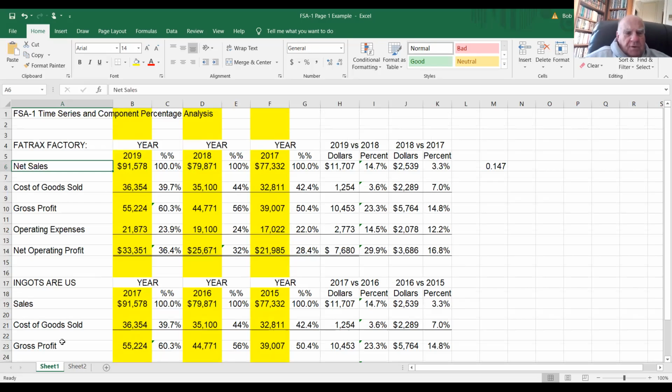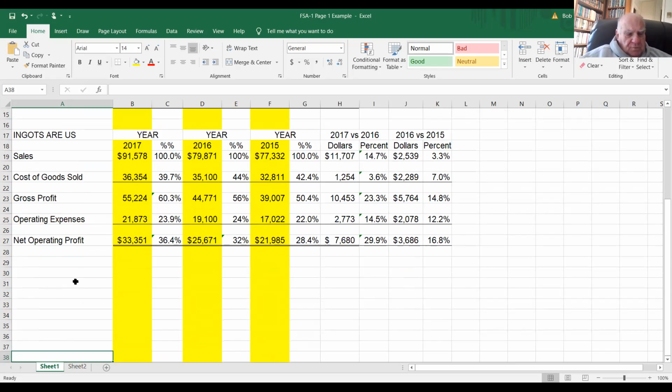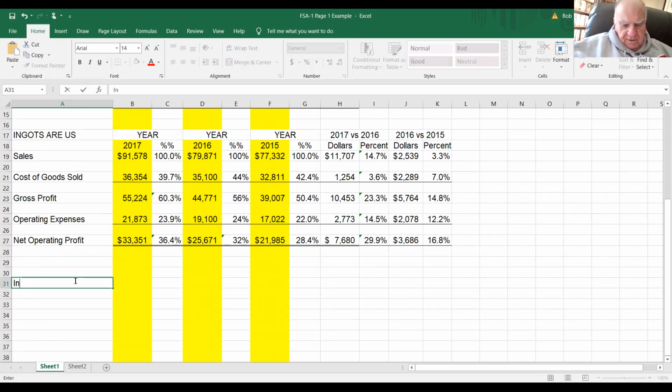So this is a 4-part FSA. The next part is we're going to do the inventory.